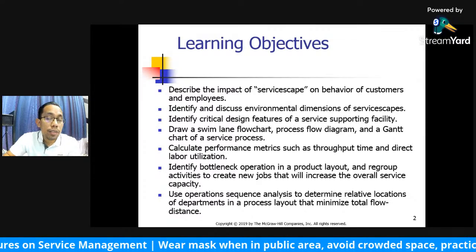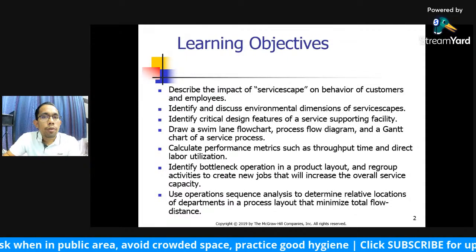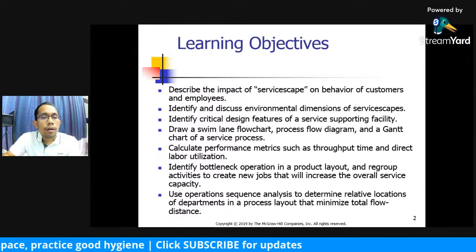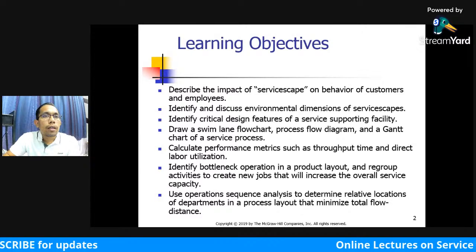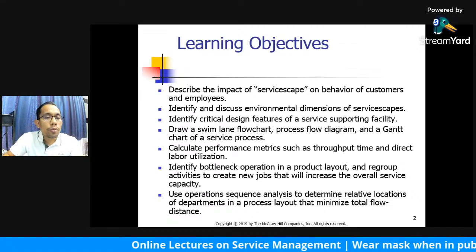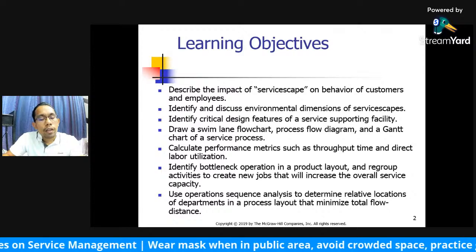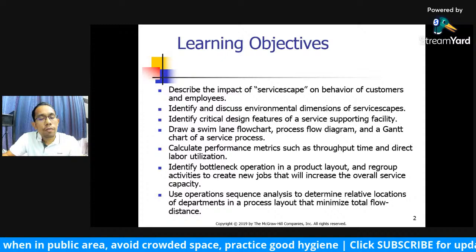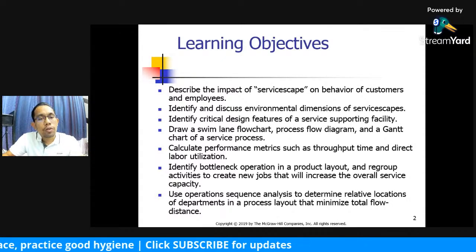Why do we need Servicescape? Because when dealing with customers, people will talk about anything around them. When you walk into a restaurant, it is not only the personnel, not only the waitress who entertains you, or the provider who gives you the service, but actually the surrounding physical supporting facilities also play an important role.